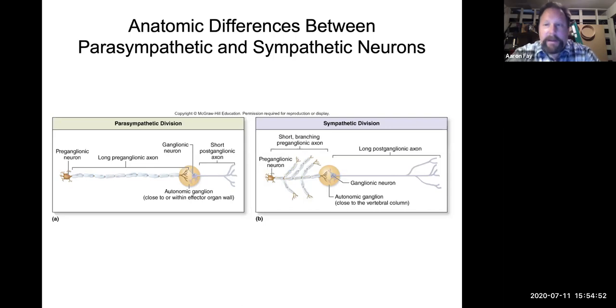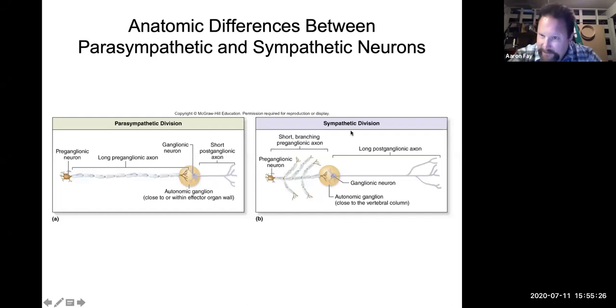Okay, so let me repeat this for clarity's sake. In the parasympathetic division of the autonomic nervous system, we have a preganglionic neuron, right? It has a very long preganglionic axon that is myelinated. That axon will extend through the body to the ganglia, where it will synapse with a ganglionic neuron. The postganglionic axon of that neuron is relatively short and unmyelinated.